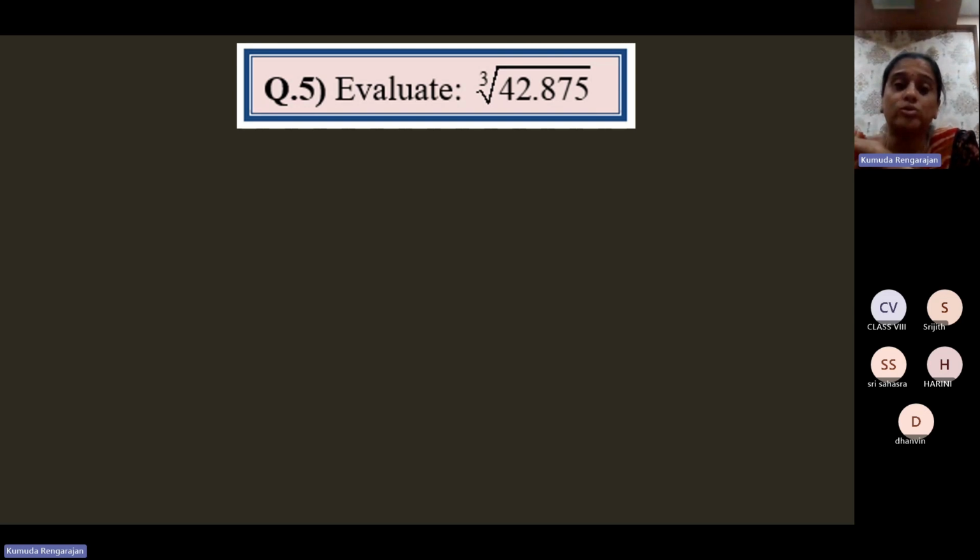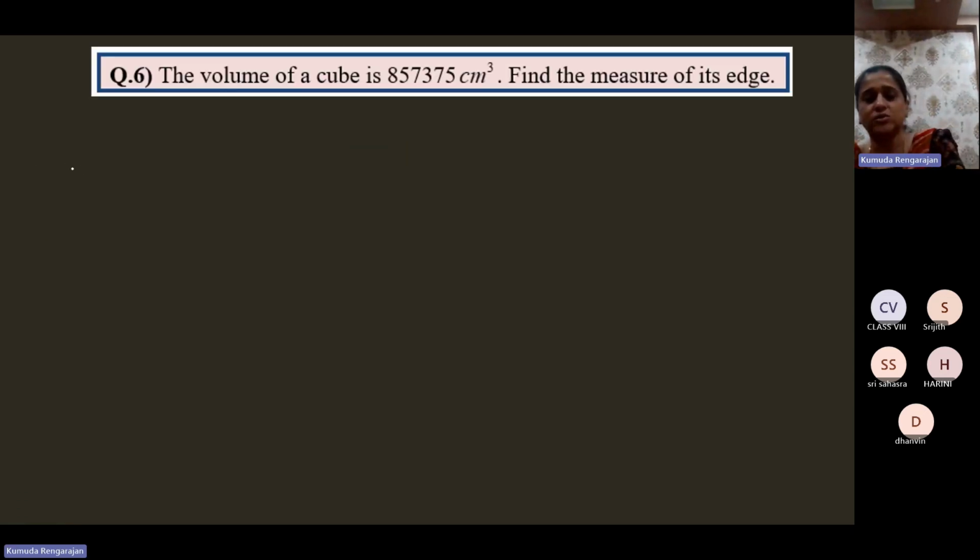To find the cube root of a perfect cube, we only have this prime factorization method in the syllabus. To find the square root of a number, we work it in two ways. You can use the prime factorization method or the long division method. Cube root, only one method we'll be learning, only the prime factorization method. So using the prime factorization method, there is no other option. All right. I'll just get you started, then you can continue.